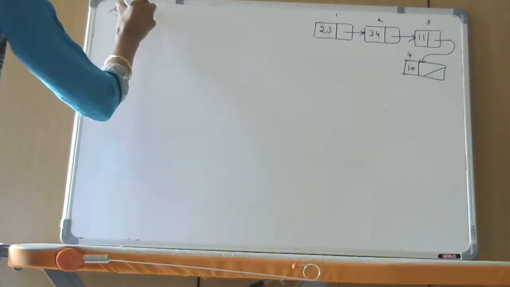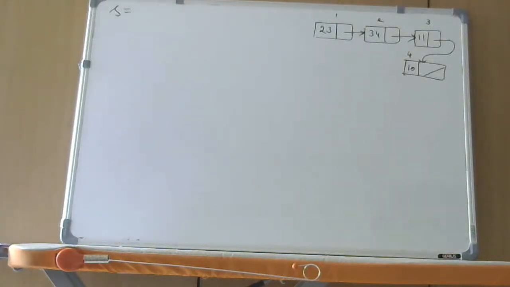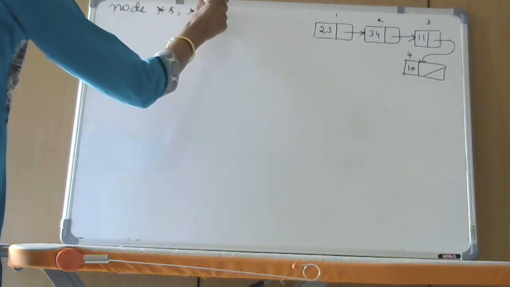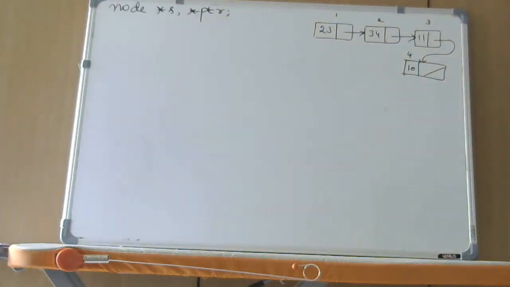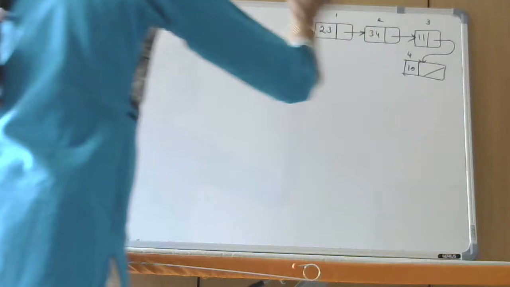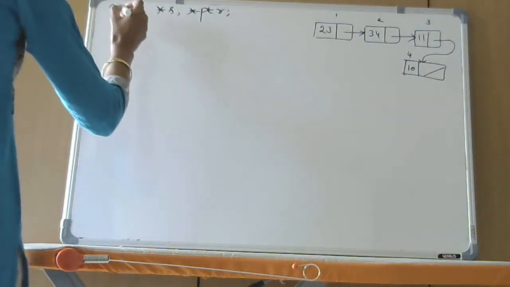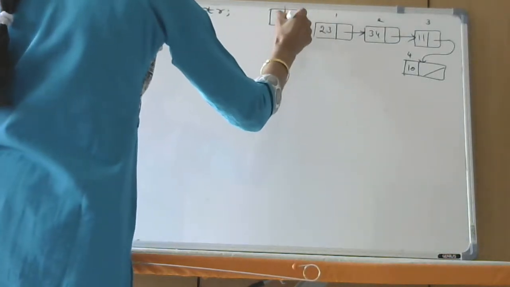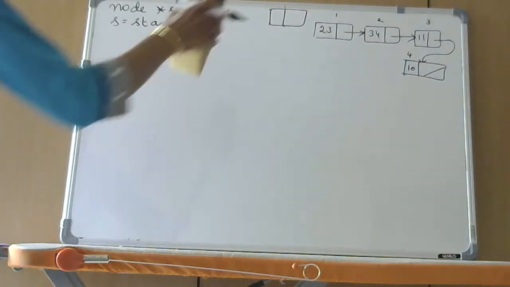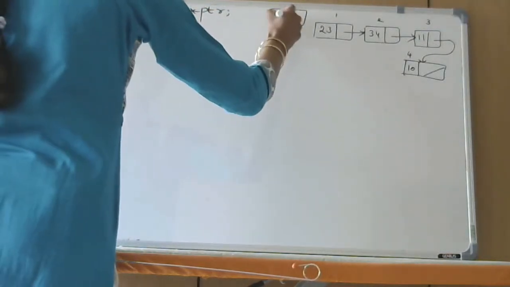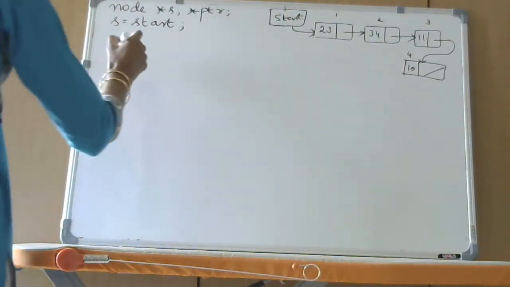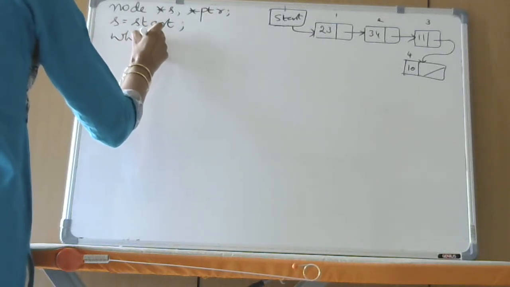Okay, assume that I have also declared 2 more pointer variables, node star s and star pointer. These are the 2 more pointer variables that I am declaring. First, I want to count the number of nodes. How can I count? Let me take s is equal to start. This is the start I have here. Start is pointing to the first node. S is equal to start. Okay, I want to count the number of nodes first.